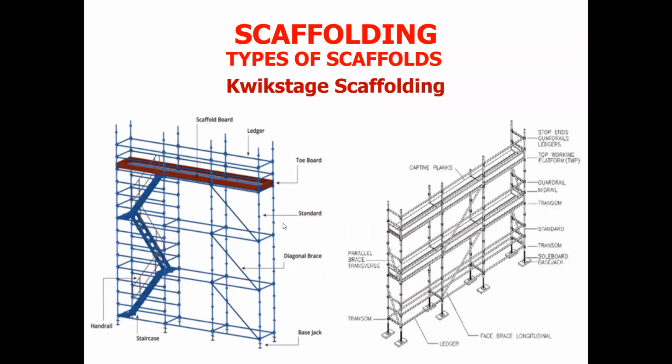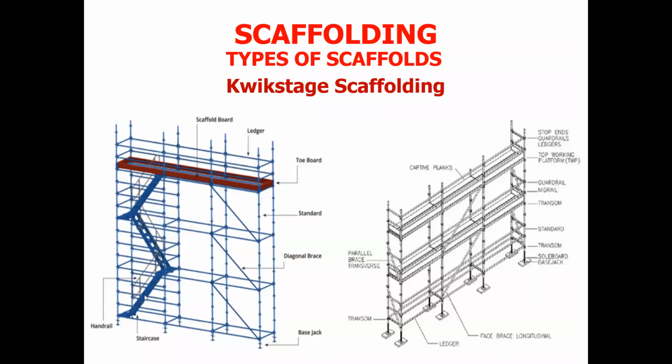This is an example of quick stage scaffolding. You can see that it has the ledgers, it has the standards, it has these diagonal members. These diagonal members are just to be able to stiffen the system. And you can see it has a scaffold board, and then has a toe board. This toe board is just to be able to fix the scaffold board, something that will make it sit properly on the platform.